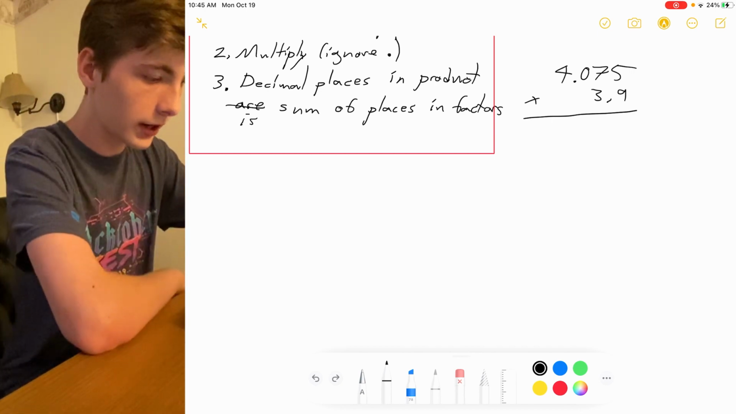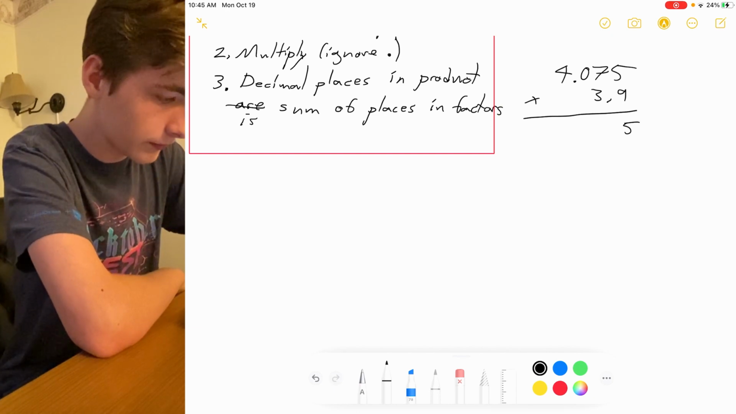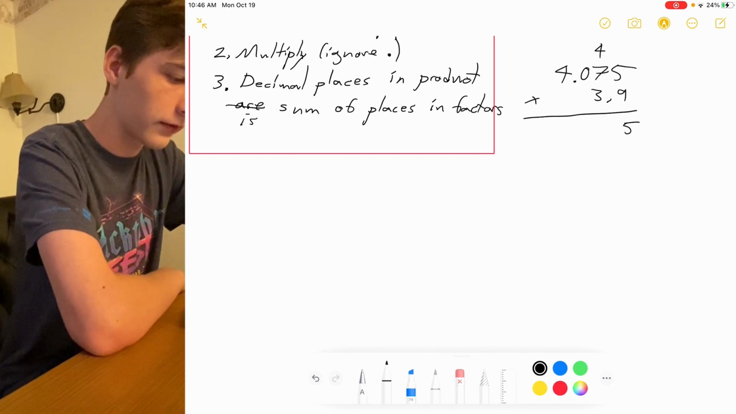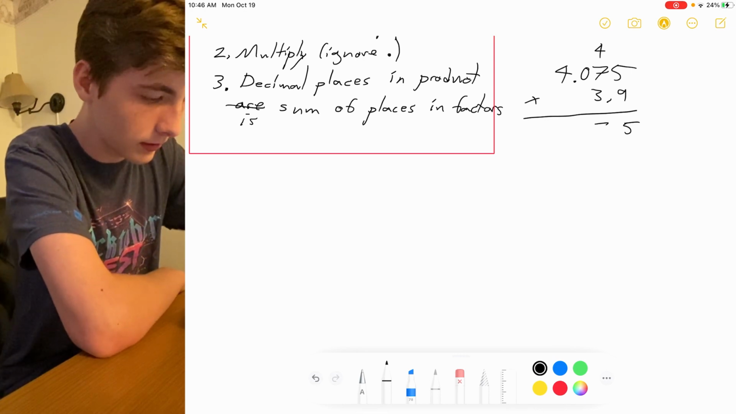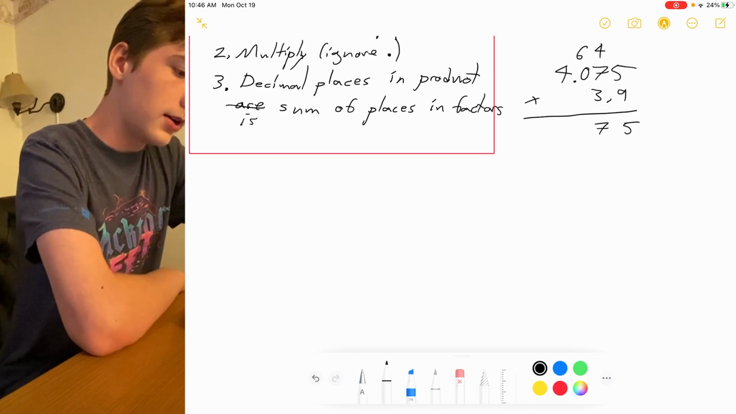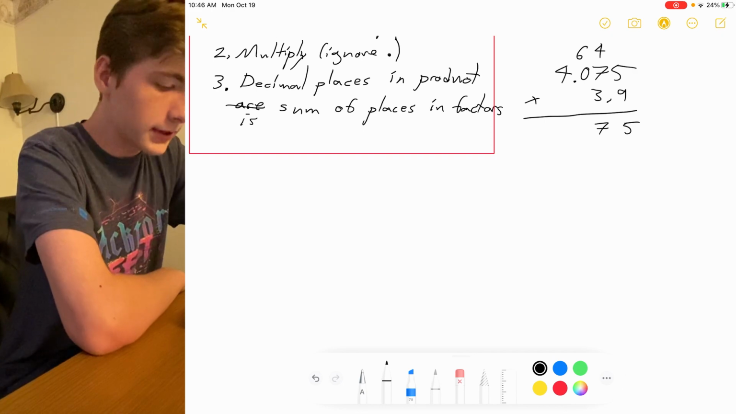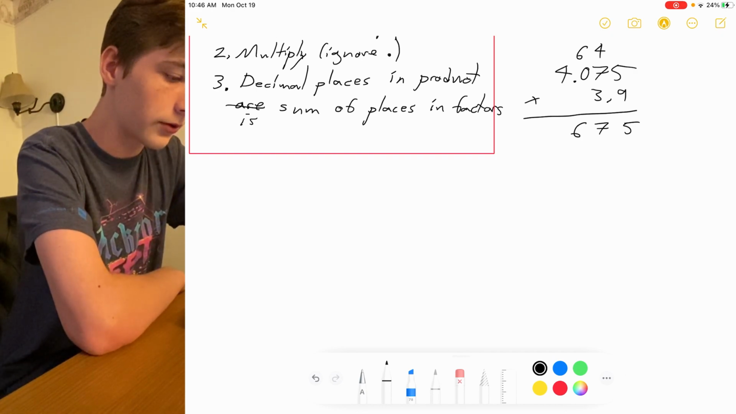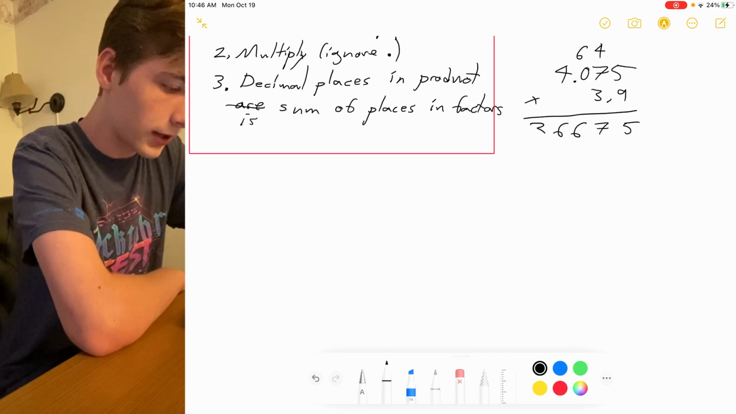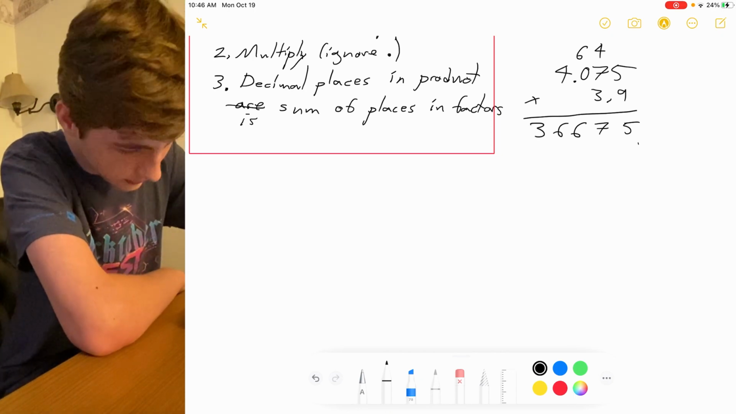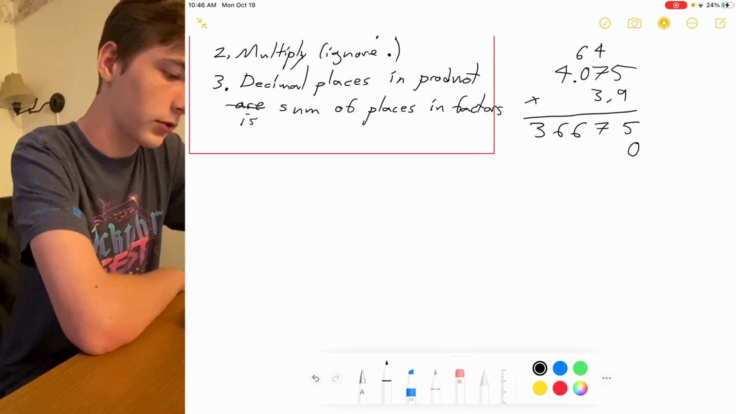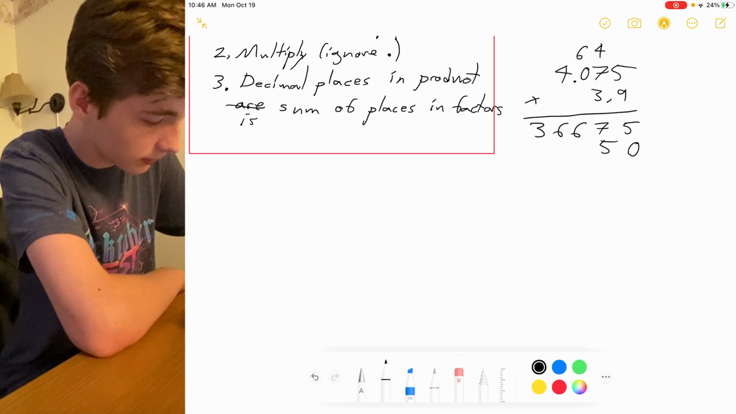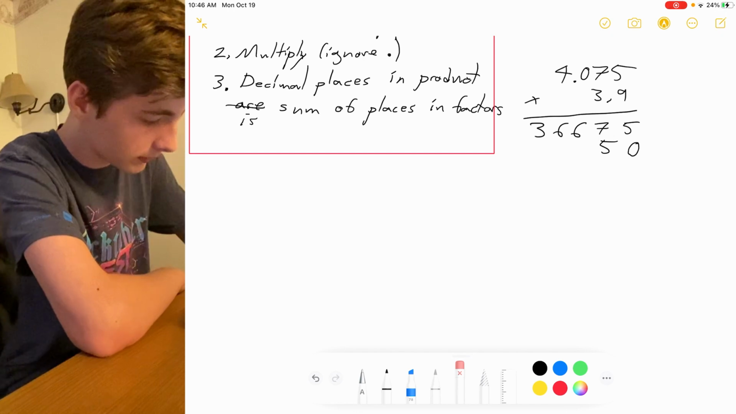So 9 times 5 is 45, put the 4. 9 times 7, 63, add the 4. So that's going to be 67, carry the 6. 9 times 0 is 0, add the 6. 9 times 4 is 36, so that's our first one. Okay, then we're going to do our 0 here, just like we normally would, and then 3 times 5 is 15.